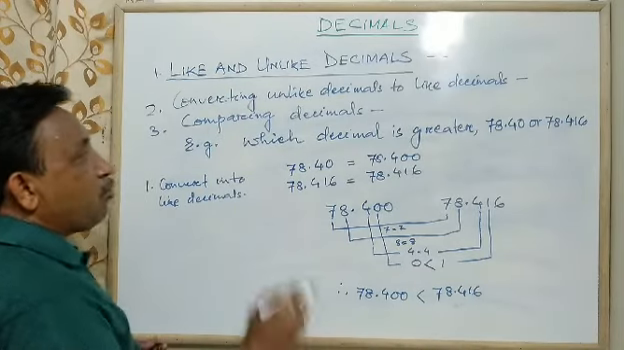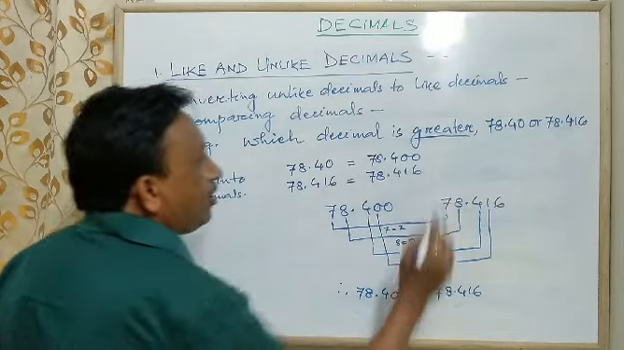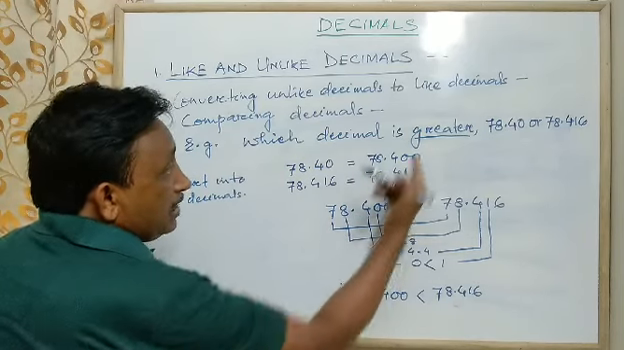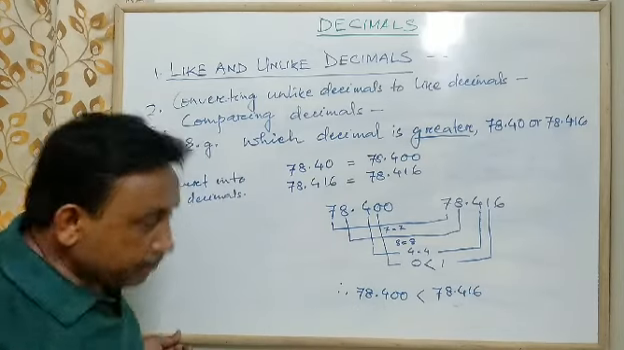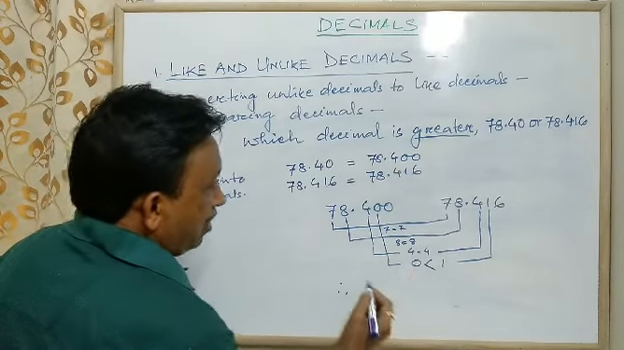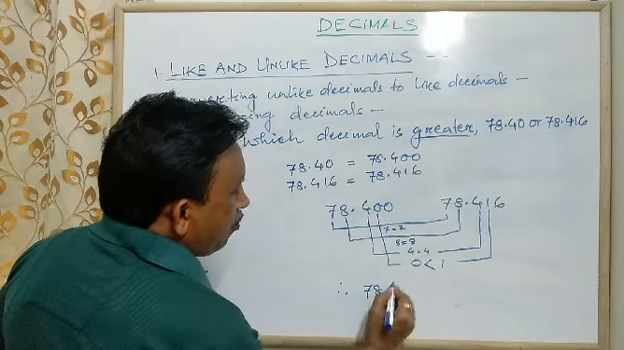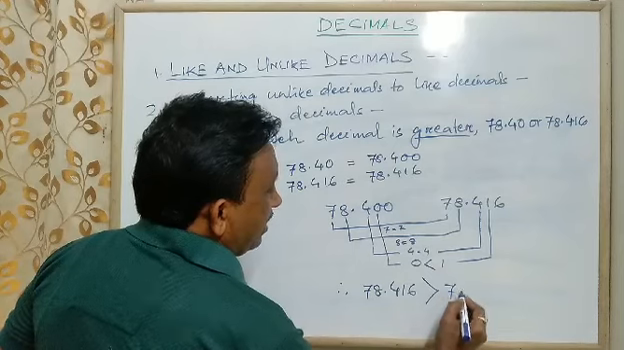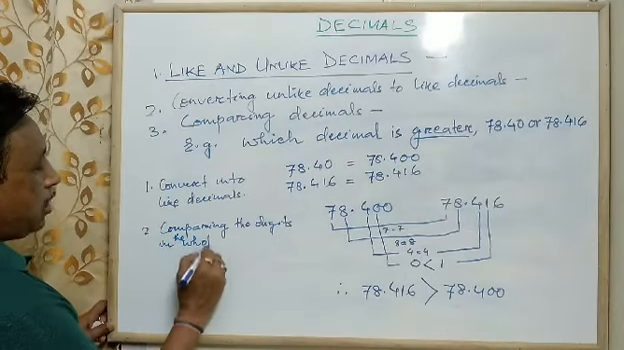But here you see what is the question being asked? Which decimal is greater? So I have to say which one is greater. When it asks which is greater, I cannot write the answer like this. This is a very common mistake done by many children. So the answer will be which is greater, so I'll have to write 78.416 is greater than 78.4.